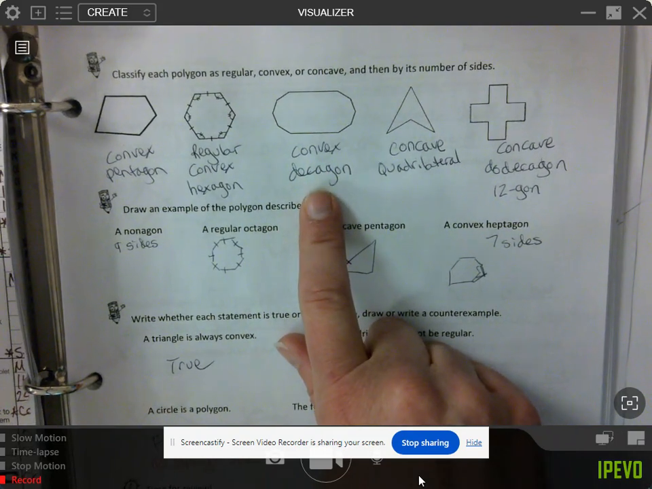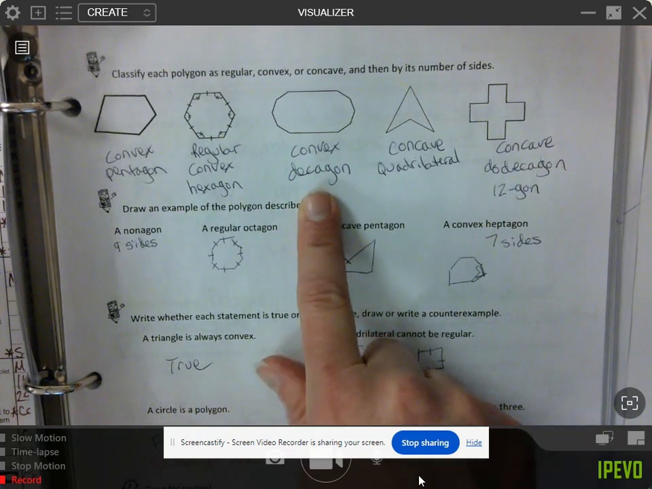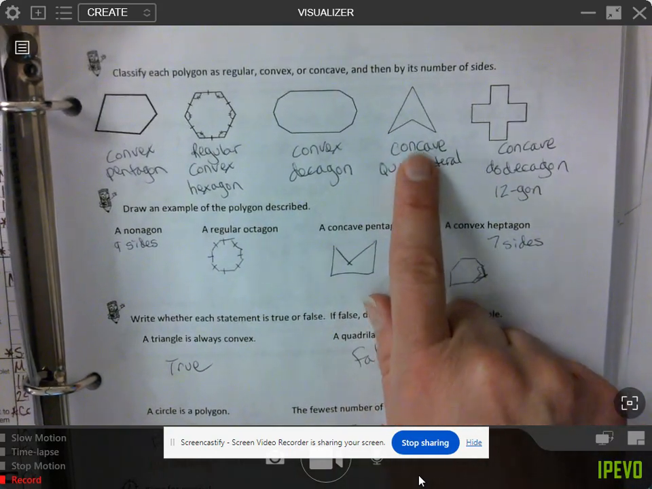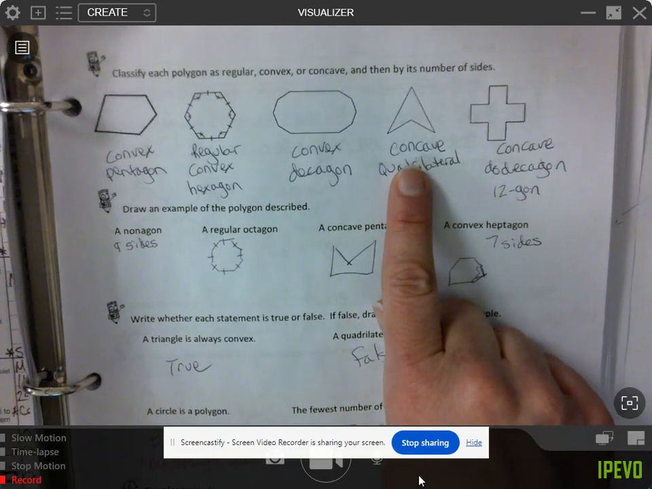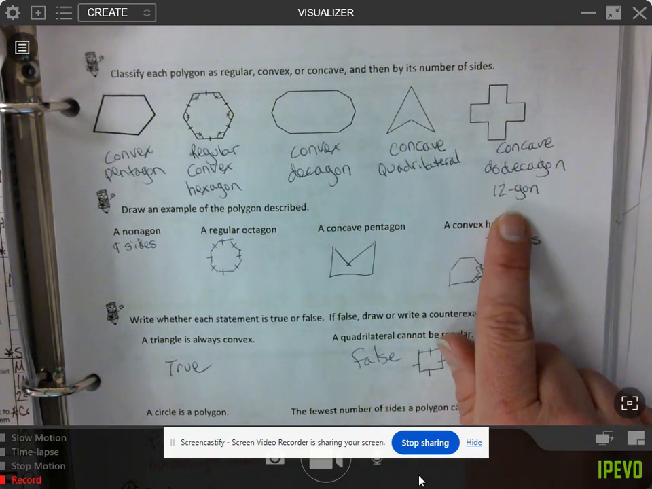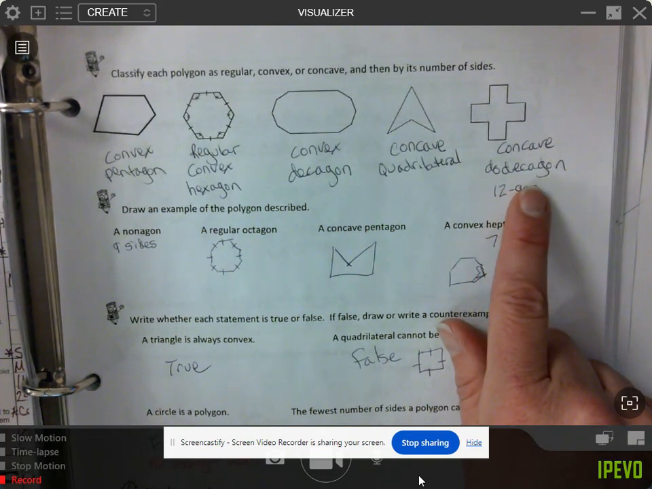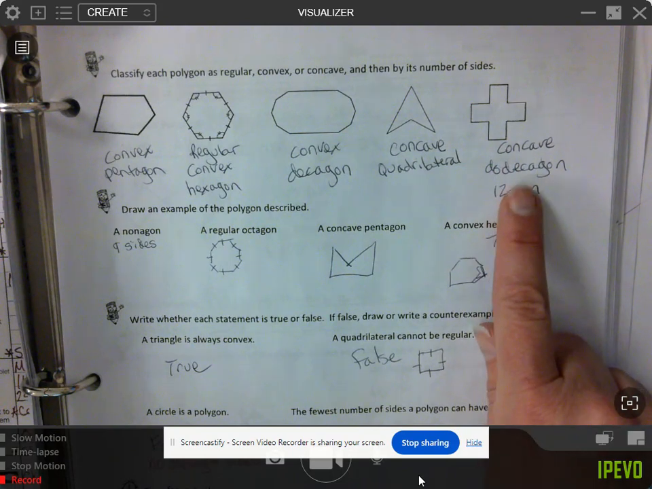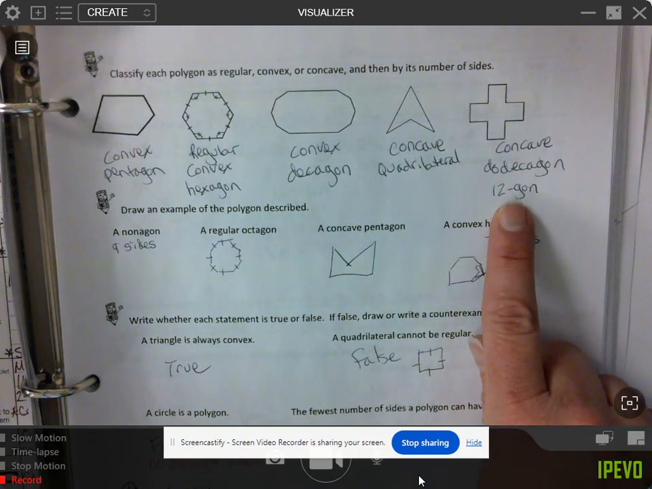This one has 10 sides and it is a convex decagon. This one, there are 4 sides, so it's a quadrilateral, and we have a side caved in, so it is a concave quadrilateral. This one has 12 sides, so it's a dodecagon, and several of these sides are caved in, so it is a concave dodecagon.